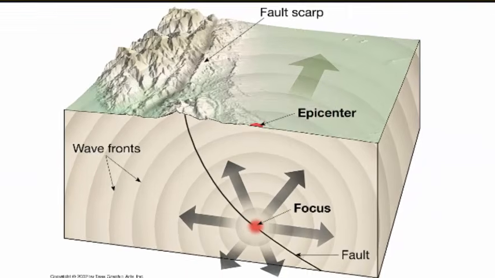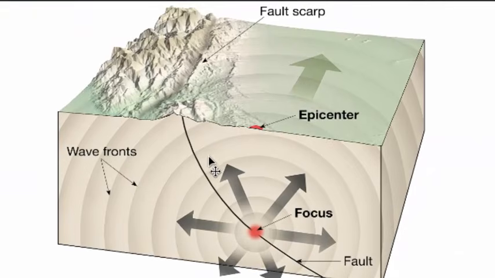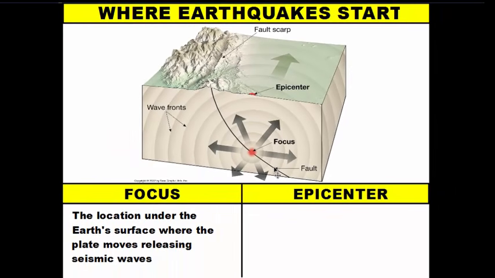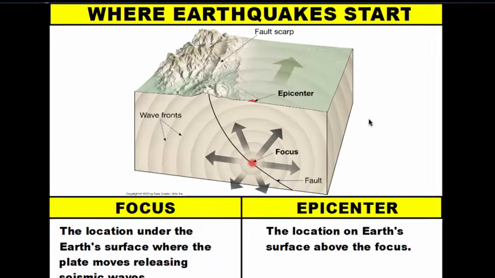So if you take a look at the diagram here, you'll notice that the focus is way below the surface along the fault line. And in our last video, we talked about strike-slip, normal, and reverse faults. However, when you hear about earthquakes being reported, you'll hear people refer to the epicenter. They'll say the epicenter was in Loma Prieta, California for the 1989 earthquake. So the epicenter refers to the location on the Earth's surface directly above.